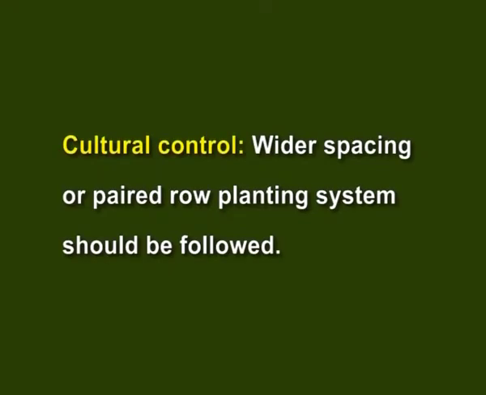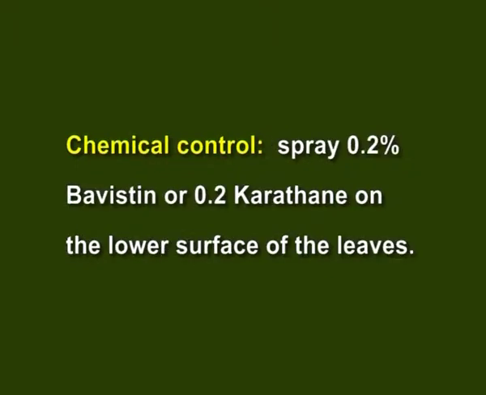The loss due to mildew is around 5 to 10% annually, besides causing depletion in nutritive value. Management. Cultural control. Wider spacing or paired row planting system should be followed. Chemical control. Spray 0.2% Bavistin or 0.2% Kerathane on the lower surface of the leaves.